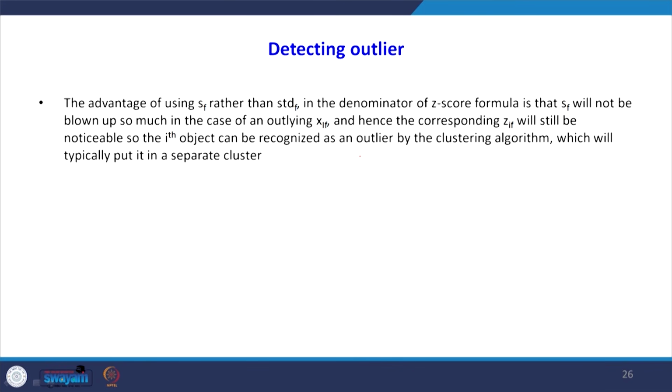Detecting outliers. The advantage of using S_f rather than the standard deviation in the denominator of the z score formula is that S_f will not be blown up so much in the case of an outlying x_if, and hence the corresponding z_if will still be noticeable, so that the ith object can be recognized as an outlier by the clustering algorithm, which will typically put it in a separate cluster. So, the purpose of using the z score is that it will not be blown up so much in the case of any outlier in the data set.